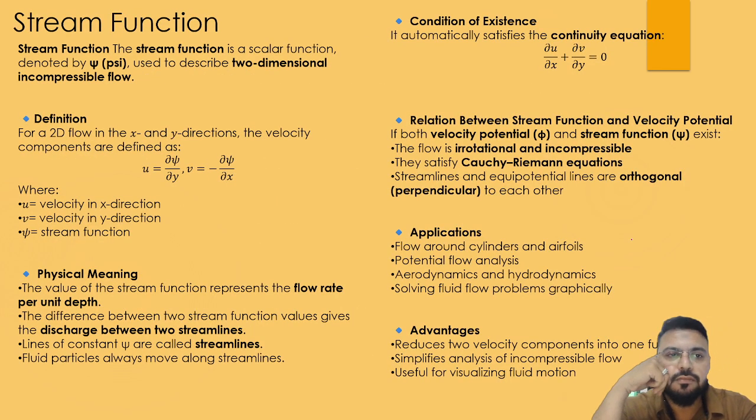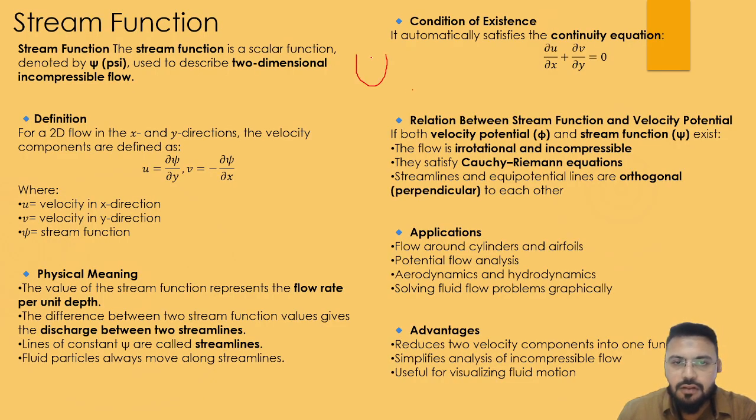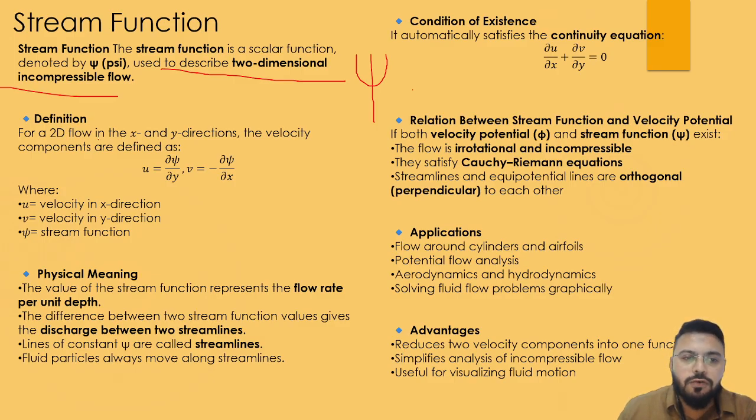Stream function. The stream function is a scalar function denoted by psi. It is used to describe two-dimensional incompressible flow. For a 2D flow in x and y directions, the velocity components are defined as u is equal to del psi by del y, v is equal to negative of del psi by del x, where u is velocity in x direction, v is velocity in y direction, psi is stream function.